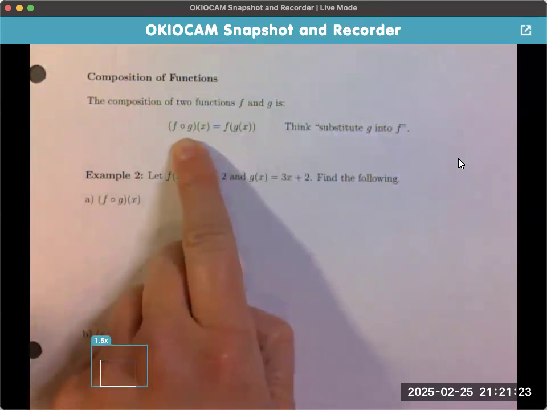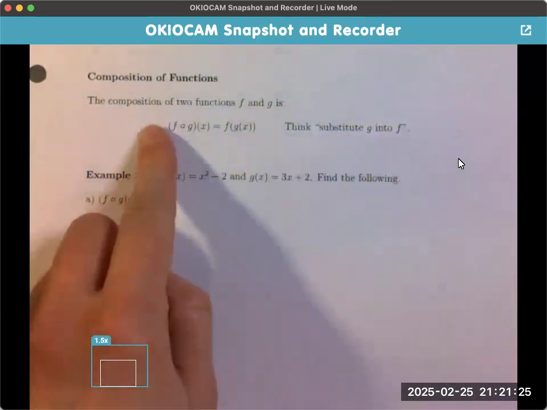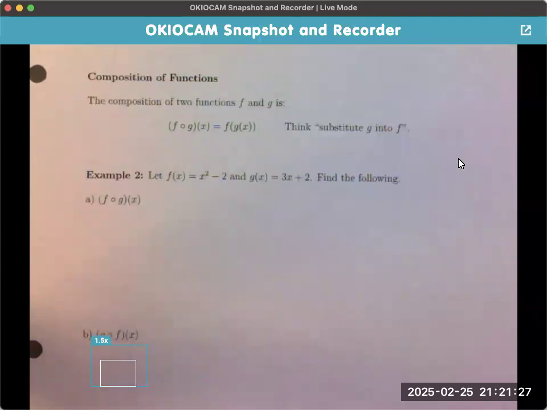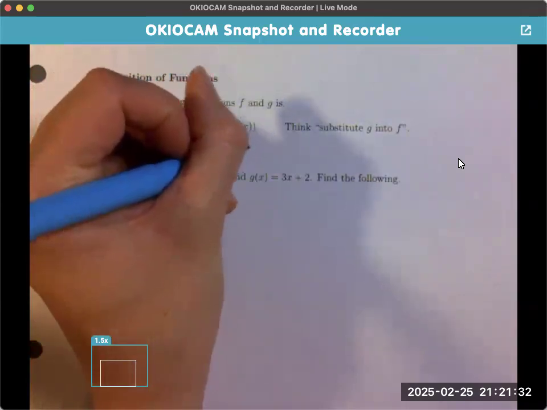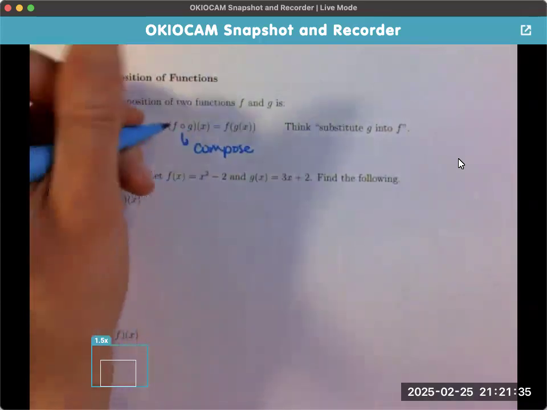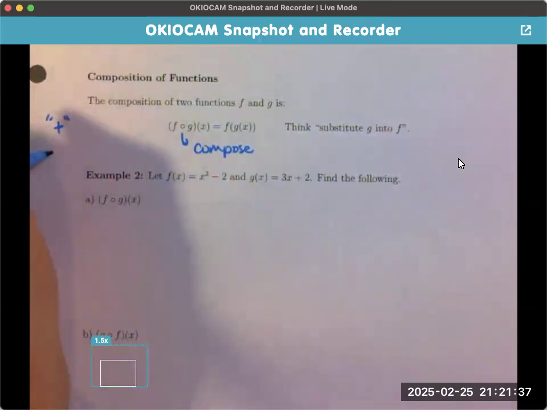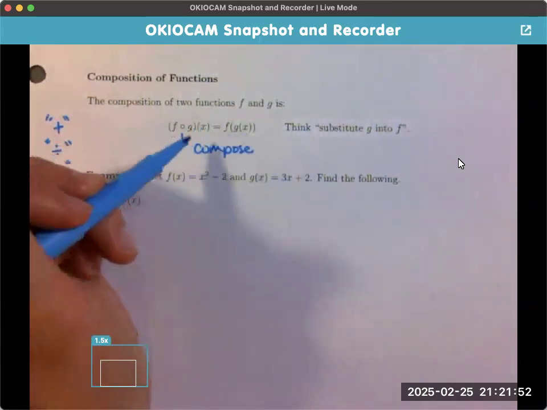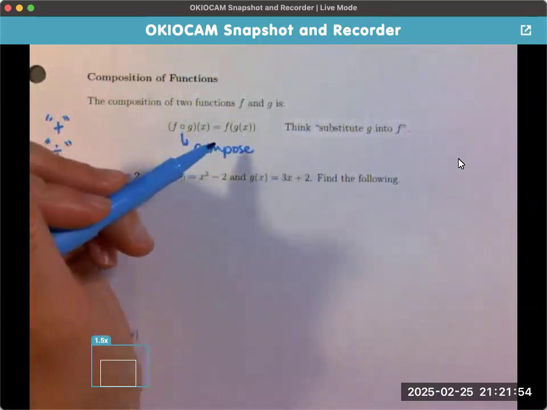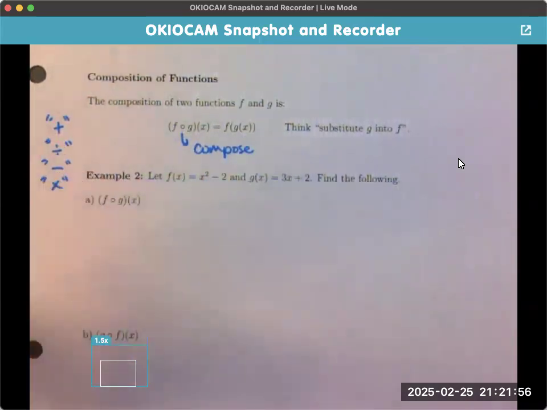Also notate that this open O is the symbol for composed. So F composed of G. Make sure you know what this means, just like you know what the plus sign, division, subtraction, and multiplication mean. You need to know what this composed symbol means. So they're nested, left to right, or outside in.